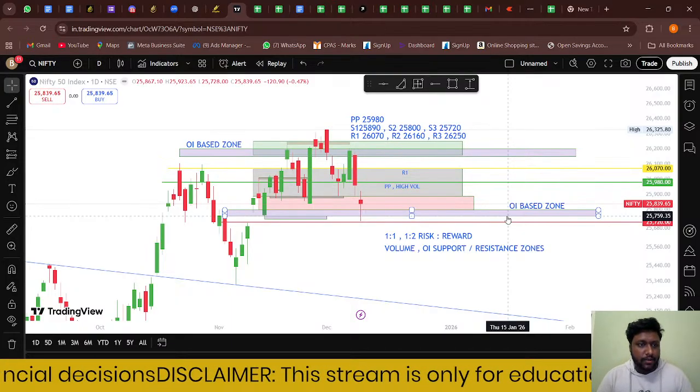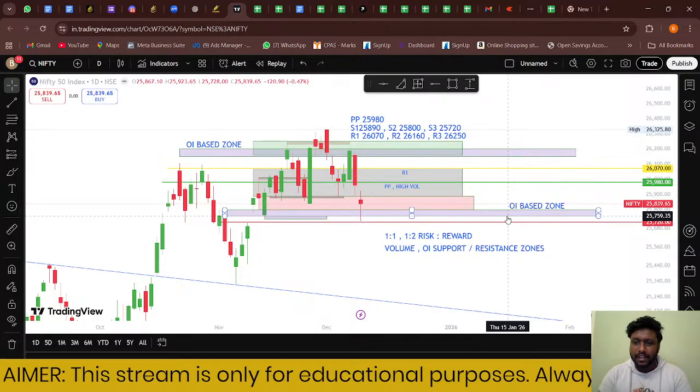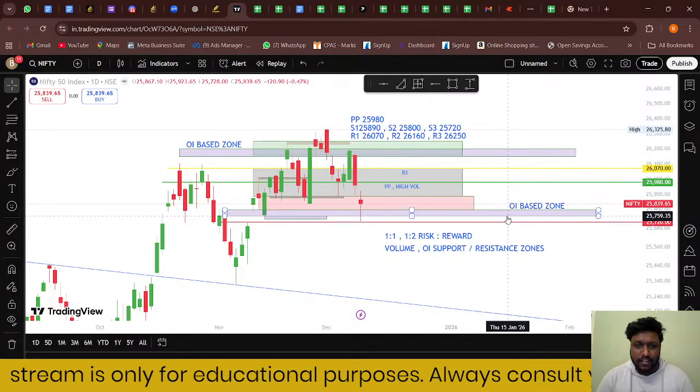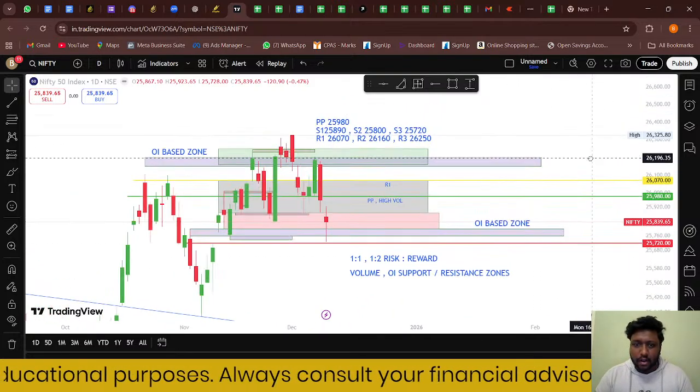So, these levels were marked last week. We didn't conduct the session on Monday and Tuesday as Hari's marriage functions were going on, so we couldn't conduct it. We will start off with today.